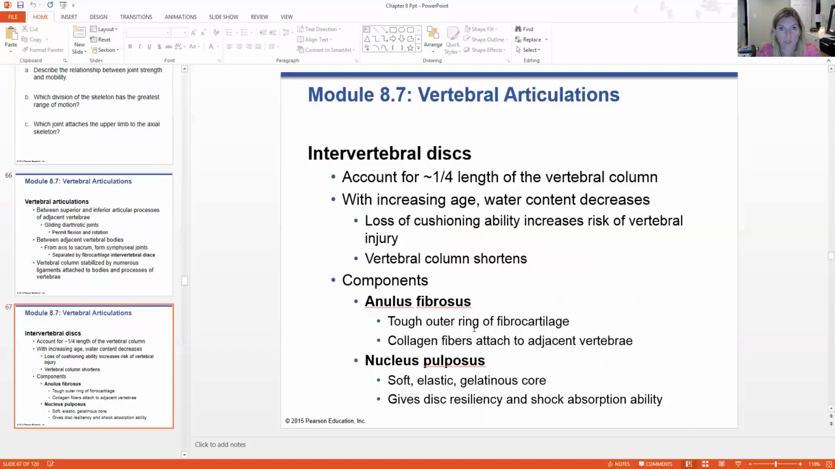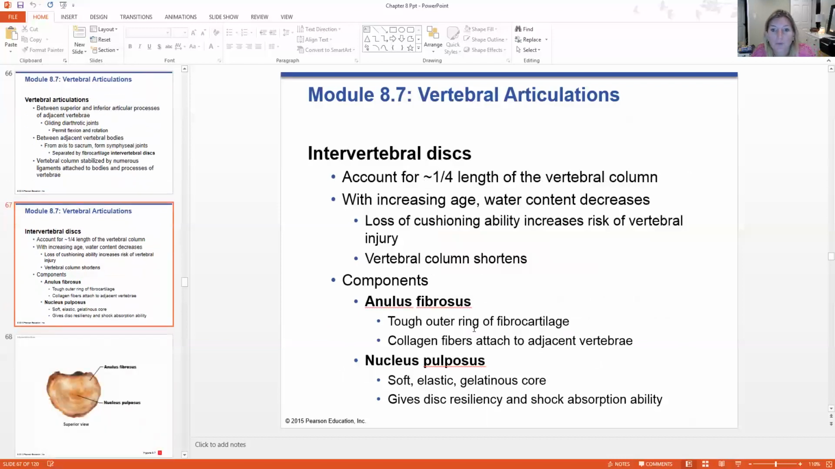Let's talk about those intervertebral discs first. With increasing age, the water content in them decreases, so they slowly begin to smush, and you will actually lose height because they're not as puffed up and fluffy.